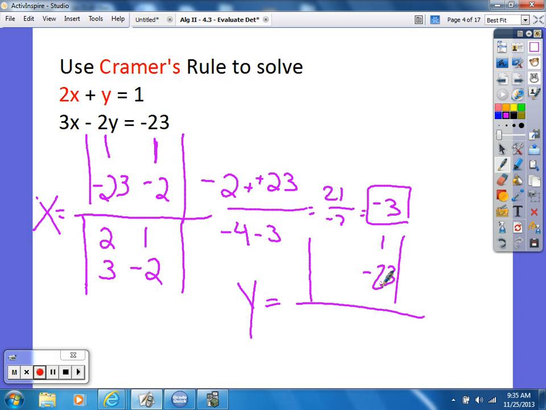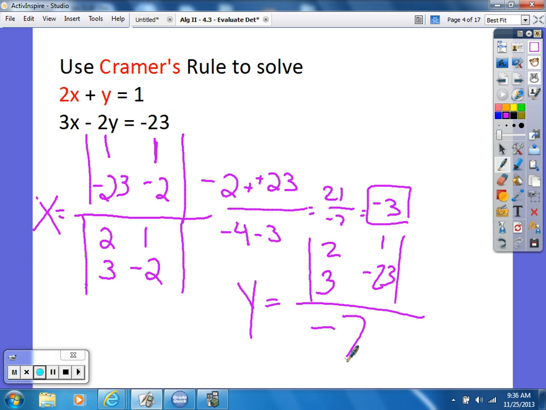So I'm going to fill that in with the answers of 1 and negative 23. What about the first column? Do I change it at all? No, it stays exactly the same. The top one. Now, the bottom. What's the answer to the bottom already? Not negative 3. Negative 7. You already did all the work, right?